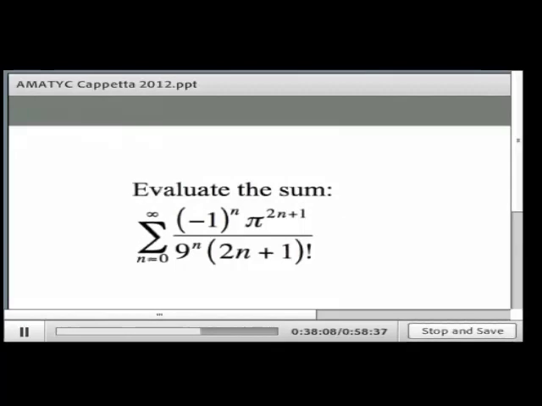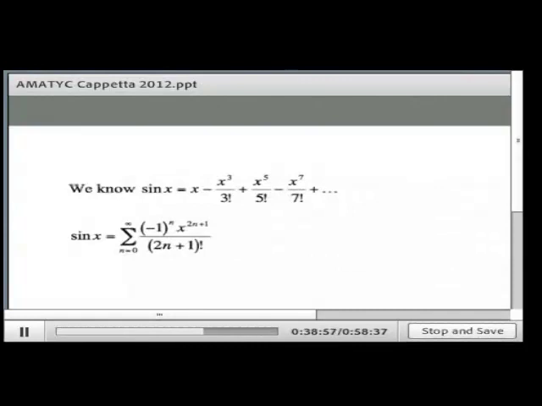Take a look at this question and think about how you would solve that. Negative 1 to the n, pi to the 2n plus 1, over 9 to the n, 2n plus 1 factorial. Do you recognize the underlying function that this is based off? Does this look like the Maclaurin series for sine? Not quite. I have 2n plus 1 here. I have 9 to the n down here. We need to somehow get these exponents to be the same if we're going to appeal to our Maclaurin series for sine. So how could we rewrite this so that we get this in a form that we could use with sine? So there indeed is our Maclaurin series for sine, negative 1 to the n, x to the 2n plus 1, over 2n plus 1 factorial.